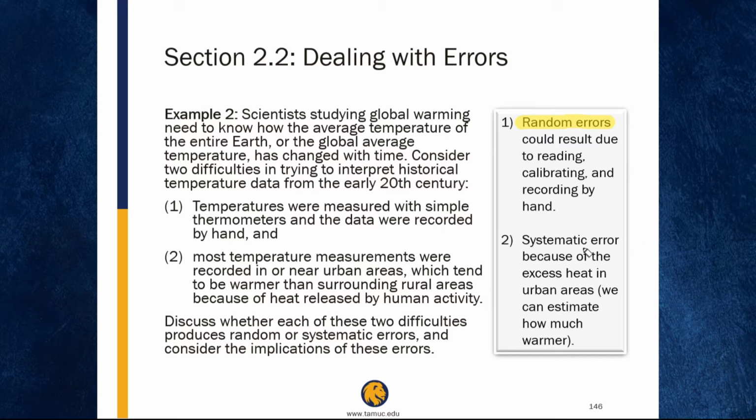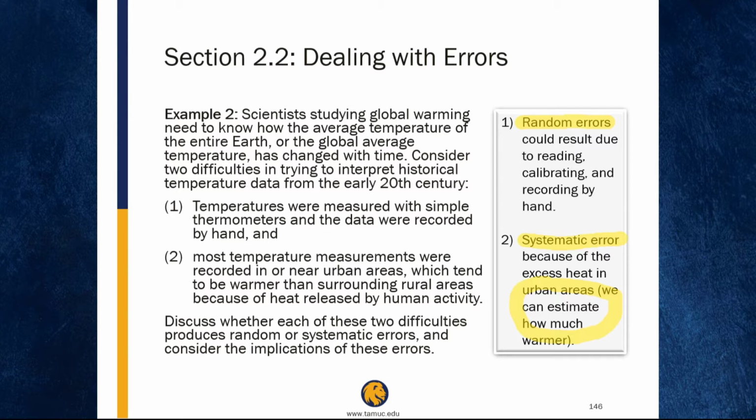On the other hand, when talking about temperature difference due to the urban areas, this would be an example of systematic error because the excess heat in urban areas can be actually estimated to a certain degree. So we can estimate how much warmer things are in the urban areas versus the rural areas and know that that's a fairly consistent number that will be affecting every temperature measurement that's taken.